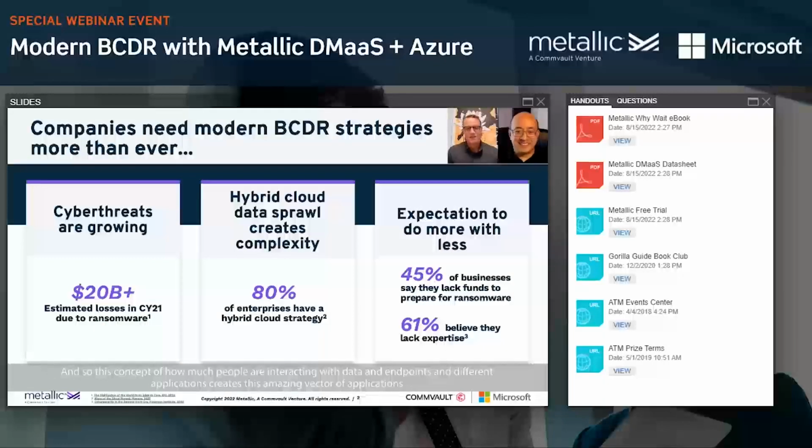And so this concept of how much people are interacting with data and endpoints and different applications creates this amazing vector of applications that all work together and intertwine in this huge web, but it also enables a lot more threat vectors to come from the bad actors out there. And you're seeing people getting attacked not only at their home IT, but like you mentioned, their entire distribution supply chain, from the order intake process all the way through to fulfillment. If one of those specific entry points gets attacked, an organization's lifeblood to reach their customers with trust and significance dramatically falls off, right? And so the volume of cyber threats is going to increase as long as data and access to customer information continues to expand, which we know is the case right now.